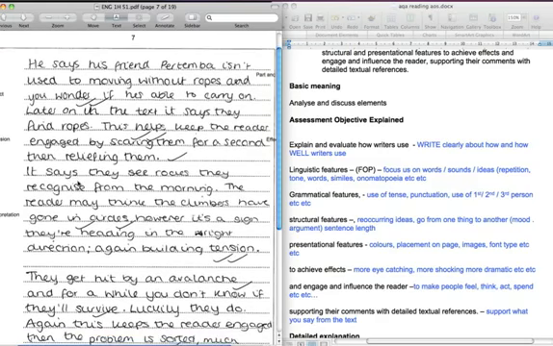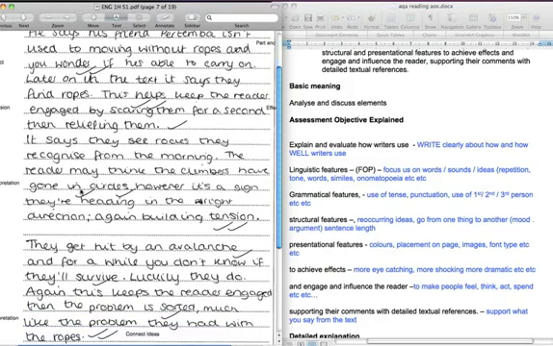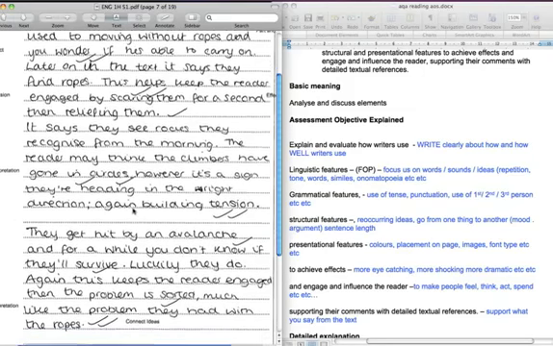It says they see rocks they recognize from the morning. The reader may think the climbers have gone in circles, however it's a sign that they are heading in the right direction, again building tension. So the interpretation there is important, as well as the effect being outlined.